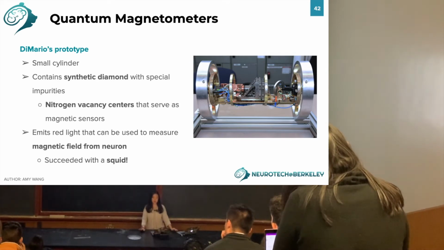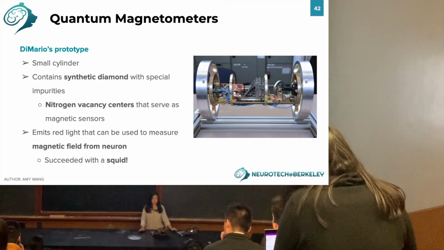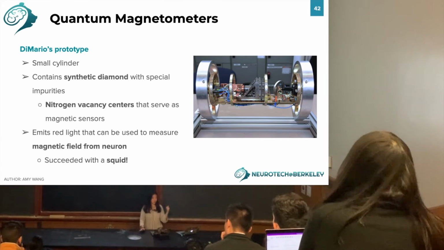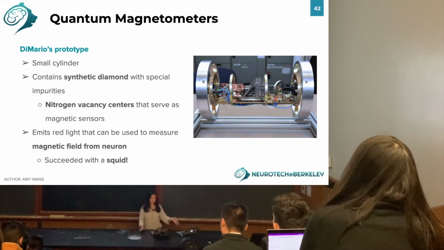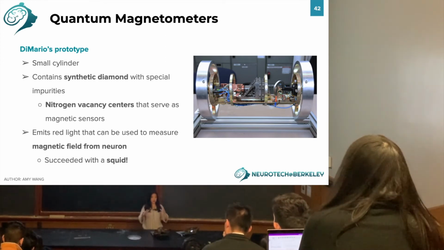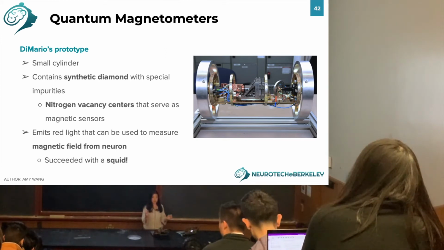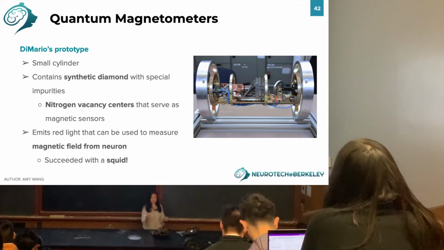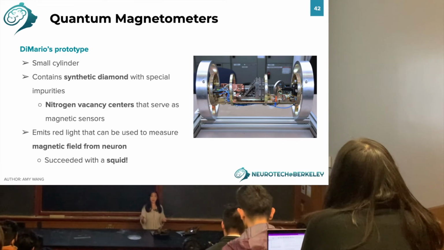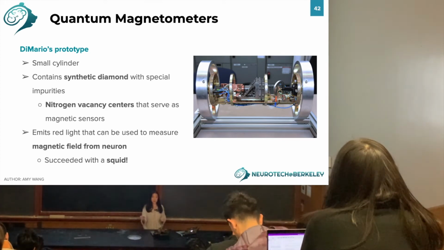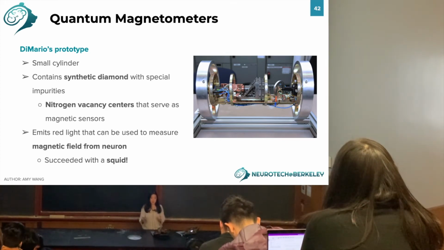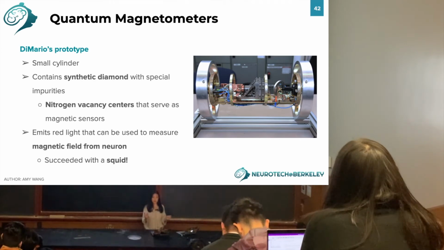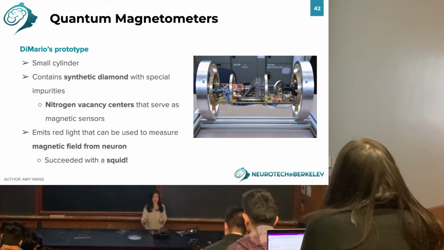And the answer is yes. There are these things called quantum magnetometers. Demario is a researcher who has a prototype, a small cylinder about a foot long and 6 inches in diameter. It's really small, and it contains a synthetic diamond cube with special impurities. Those impurities are called nitrogen vacancy centers, which bind together and form a duo inside the diamond. And these, for some reason, serve as a really good magnetic sensor.